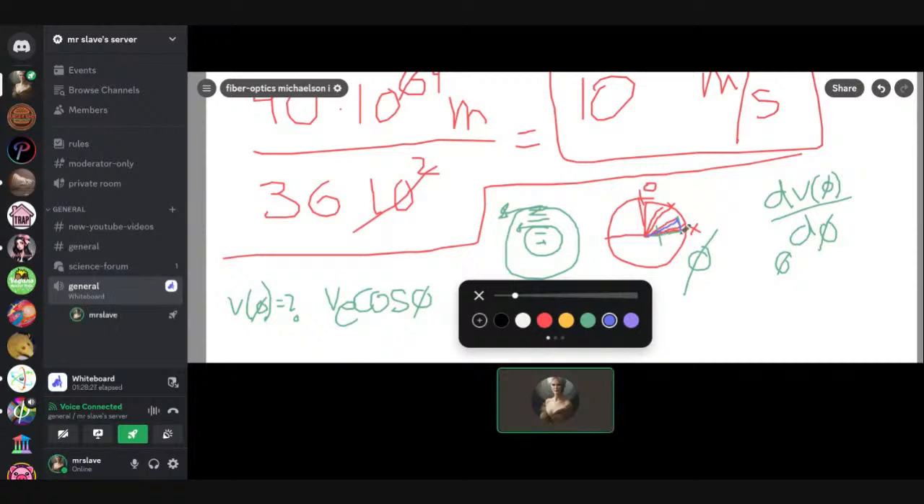This is the sine, it's this over this. So it's the bottom projection. When phi equals 0, cosine of 0 is 1. And when phi is equal to 90 degrees, the cosine of 90 degrees is 0. So the velocity, okay, it makes sense. So it's the cosine phi.